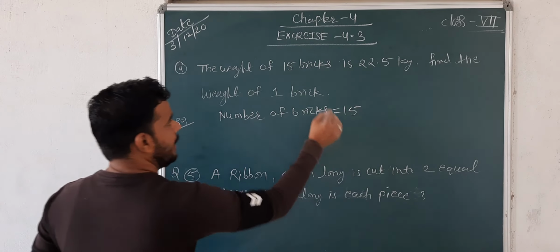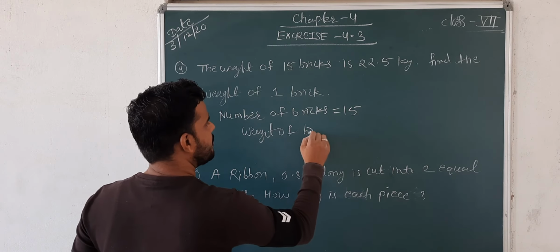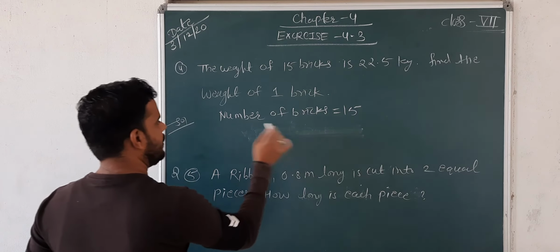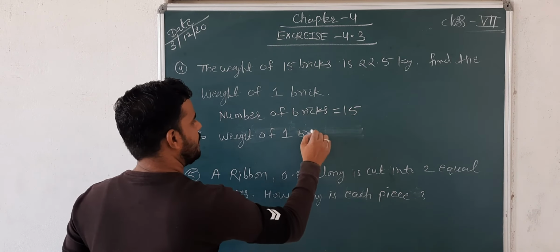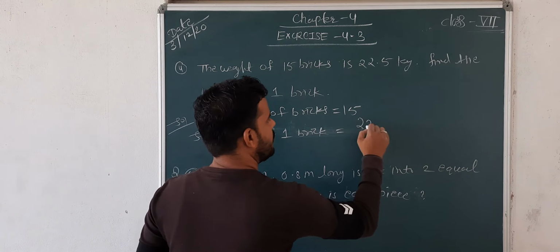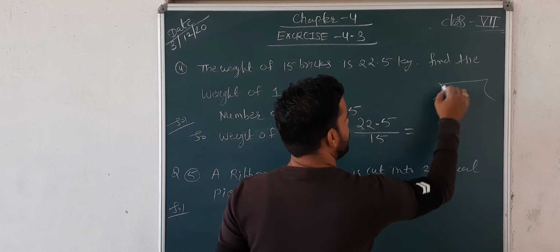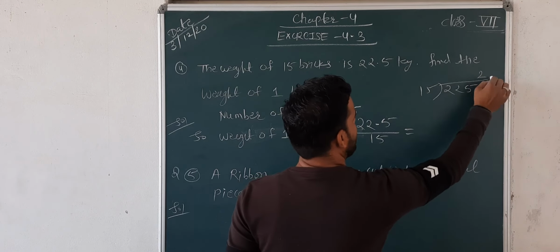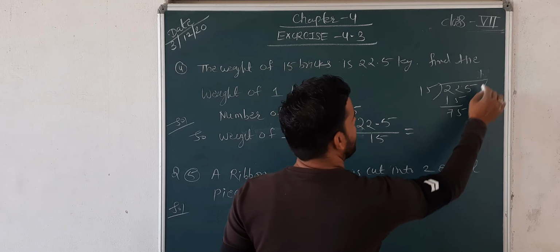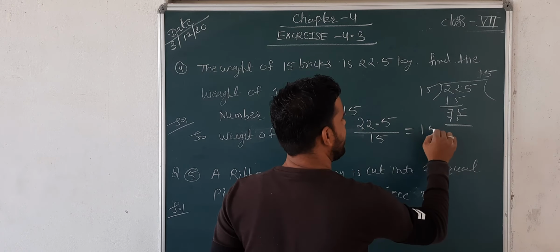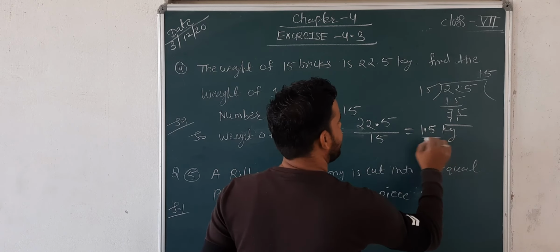So we know that the number of bricks is 15, and the weight of the bricks is 2.25. So the weight of one brick you can directly write as 225 divided by 15. 225 divided by 15, then 1 time 15, afterwards 75. Okay, so the answer is 15 kg. But after one place the point is there, so the answer is 1.5 kg.